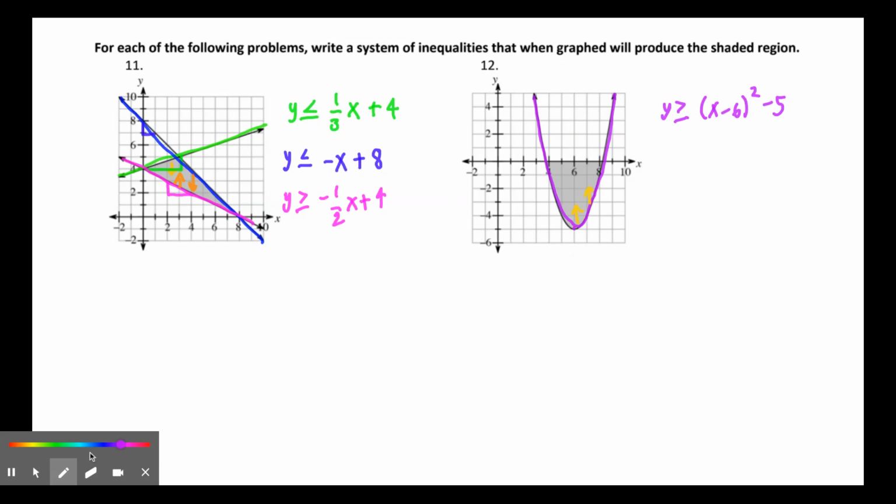And then there's also this other boundary here, right? And it's shaded below this boundary, and that's just a horizontal line. So then that's just y, and it looks like it's solid, less than or equal to 0. So that's it.